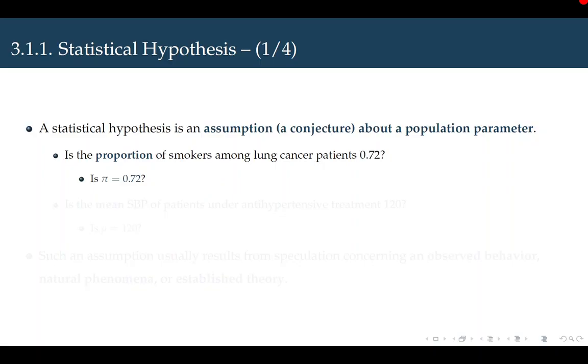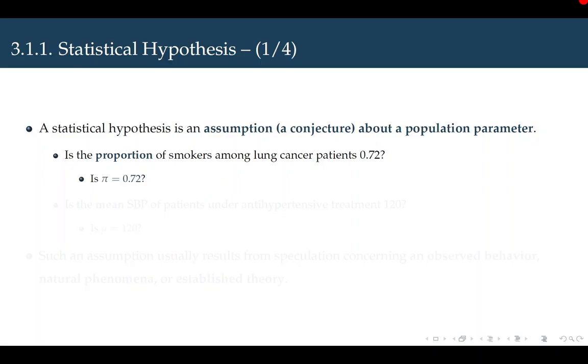So now let's consider the concept which is called statistical hypothesis. A statistical hypothesis is an assumption or a conjecture about a population parameter of interest. So we may have a certain population parameter of interest, and we may have a certain assumption about that population parameter, and the assumption may originate from a certain observed behavior, natural phenomena, or from a certain established theory.